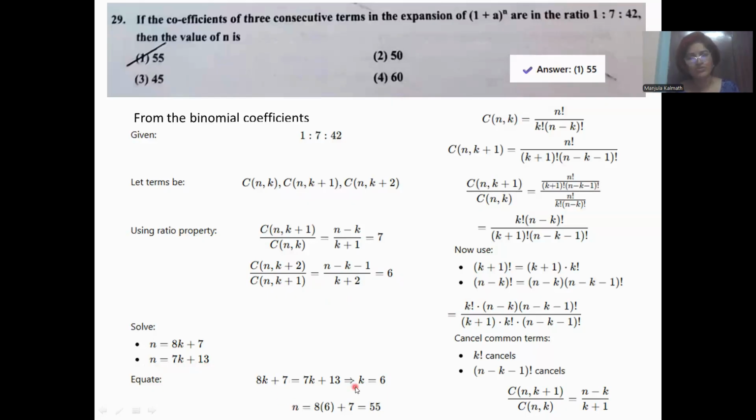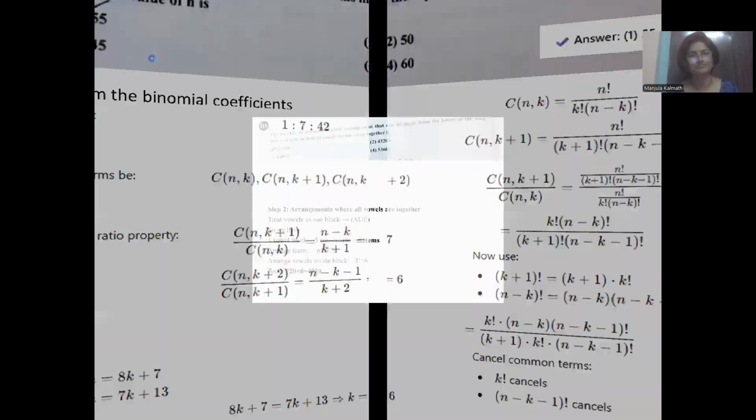By solving these two, we'll get k equals to 6. And this 6 we have to substitute here. 8 into 6 plus 7. That will be 55. So the answer for this one is 55.